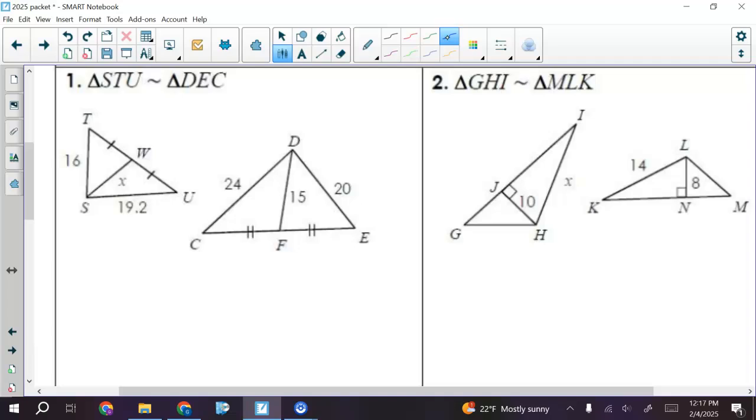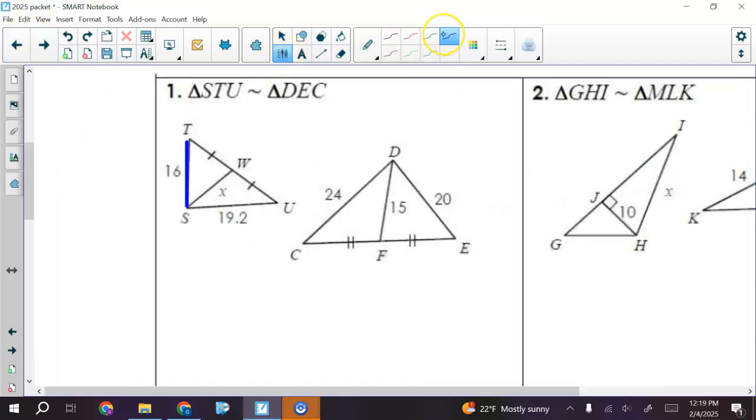Now, sometimes these are flipped around, and so you have to figure out which one goes with which. So for example, if I start with 16, that is ST, so that's got to go with DE. So DE's over here. So you just got to be careful which one you put with which. So we can go 16 over 20.